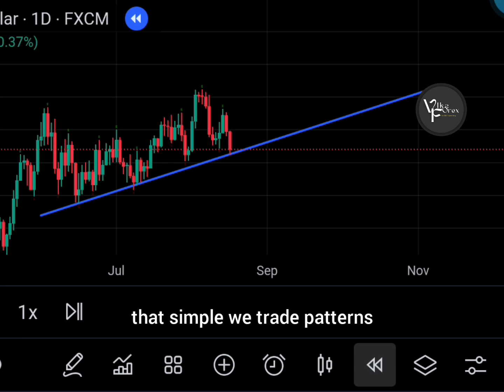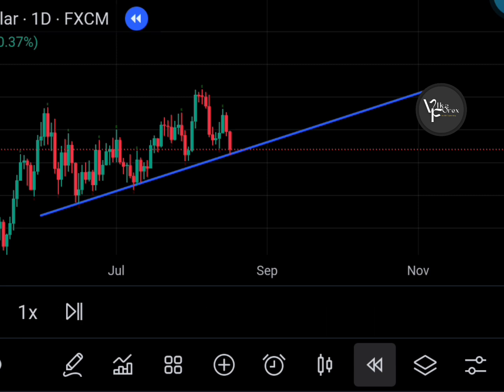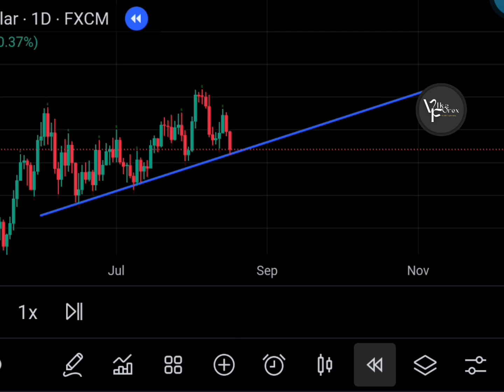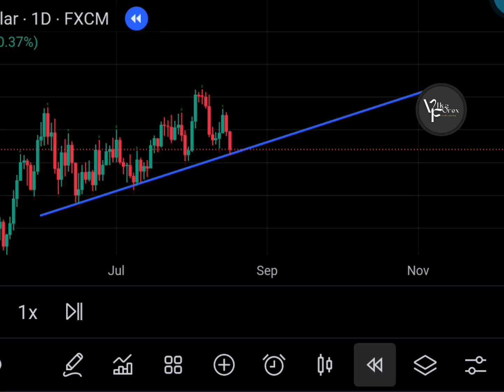It's that simple. We trade patterns, because Forex is all about gathering information, gathering your data, gathering your patterns, and then when they happen in the present and future. Each time price got to this zone, price always reversed. That is a pattern that we can make lots of money from.